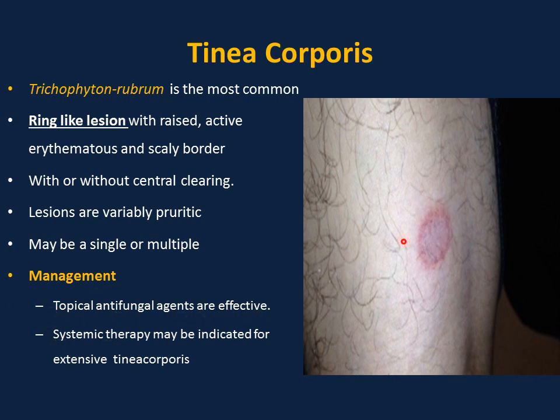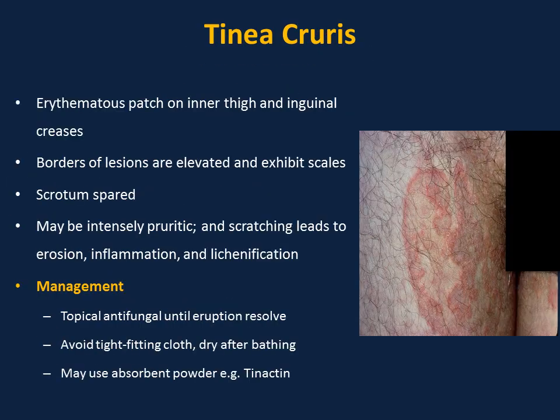Systemic therapy: if there are multiple lesions all over the body, you need to use oral therapy. Tinea cruris. Tinea cruris is an erythematous patch on the inner thigh and inguinal creases. The border of the lesions are elevated and exhibit scales. The scrotum is usually spared, as it is covered here.